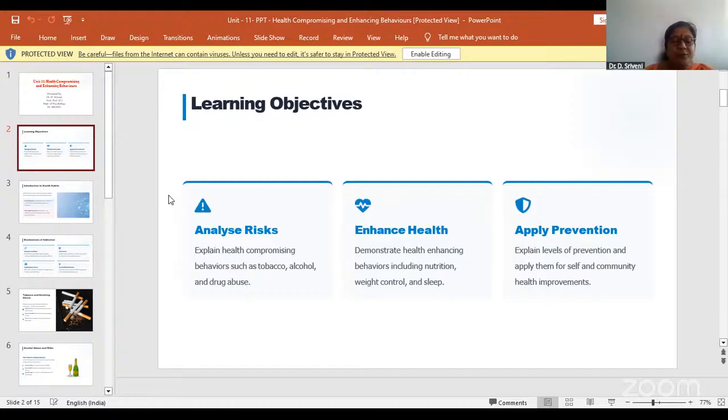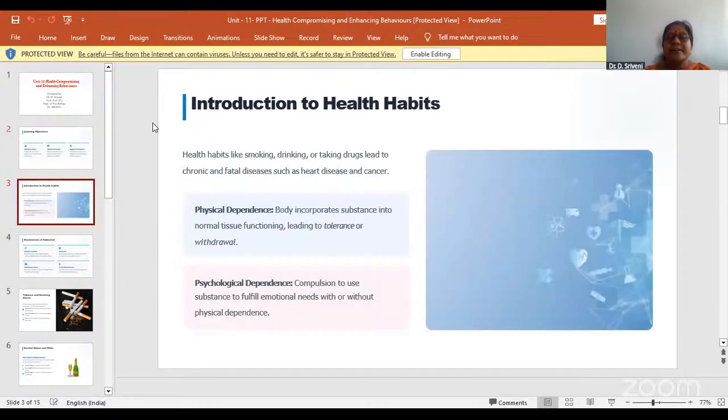In this study, the focus is on how individuals' actions and internal beliefs dictate one's health trajectory, and the dual nature of health behavior. These are the learning outcomes, these are the learning objectives. Then, introduction to health habits: in the study of health psychology, lifestyle choices are characterized into two primary groups, that is health compromising and health enhancing behavior.